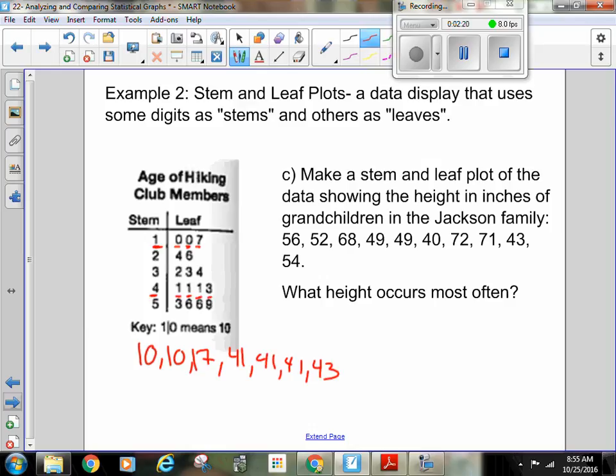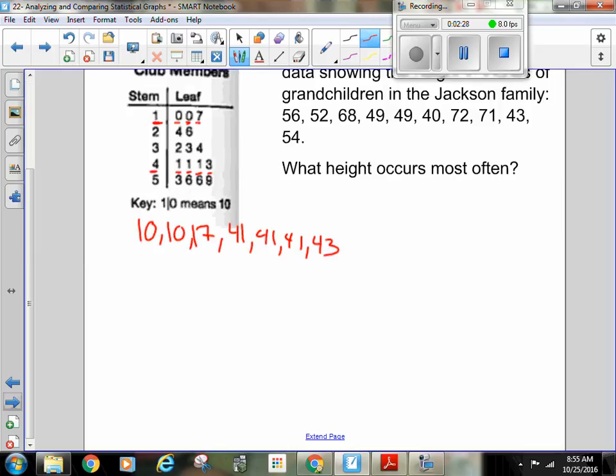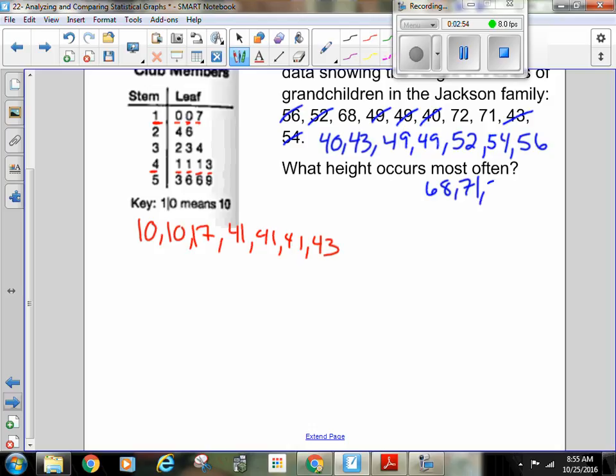Okay, so it says make a stem and leaf plot of the data showing the heights in inches of the grandchildren of the Jackson family. You're going to want to put the data in order from lowest to highest because that's how our stem and leaf plot goes. Your leaves all go in order. So I'm just going to write it into order here. 52, 54, 56, and then we have a 68, 71, and a 72.